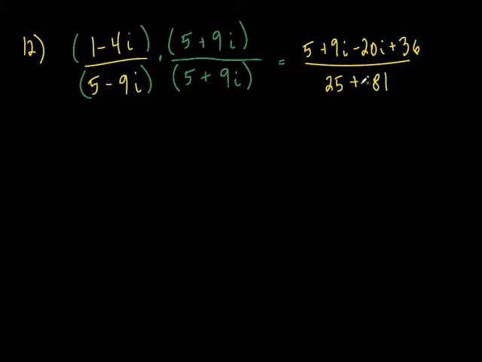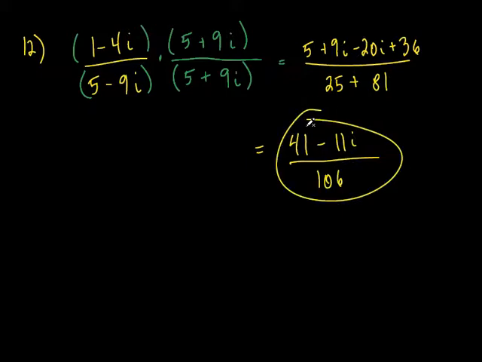All right, so I did that kind of quick, so let's make sure you follow on that. Let's do this right here. I always do the reals first, don't I? So 5 plus 36 is 41 minus, and that's what, 11i over, and what's that, 106? Is that right? 106. None of these simplify, so we just keep it like that, and that's our answer.